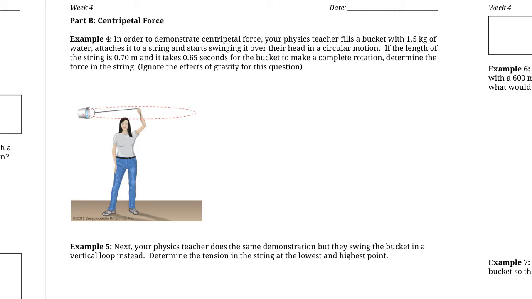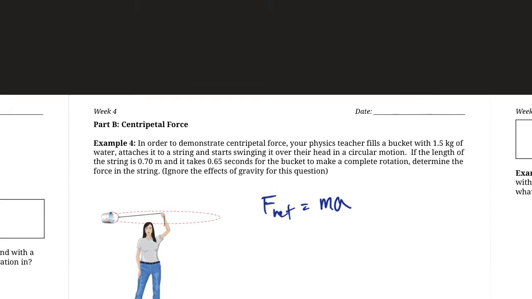What we know is we know how to calculate centripetal acceleration. If only we had a formula that would relate acceleration to a force. If only. Well, we have Newton's magical second law, F net equals mass times acceleration. And that's still going to apply here if we're talking about the net force. Remember, this equation only applies if we're talking about the net force. So let's look at that bucket.